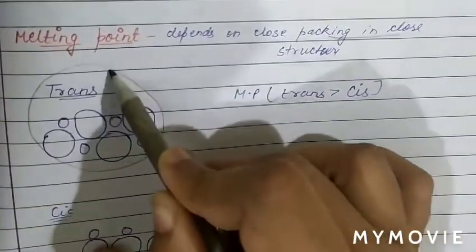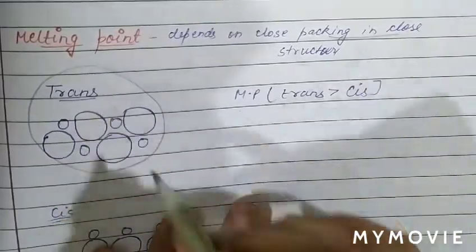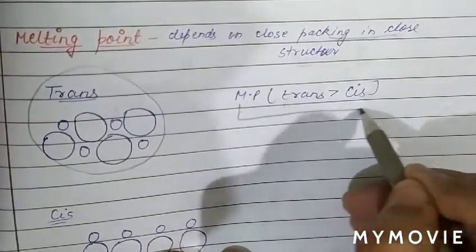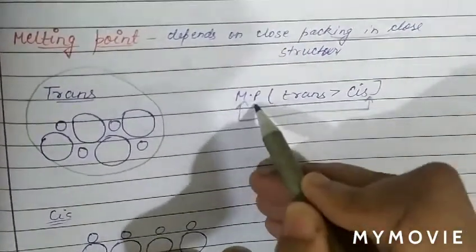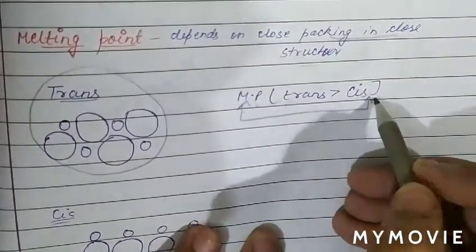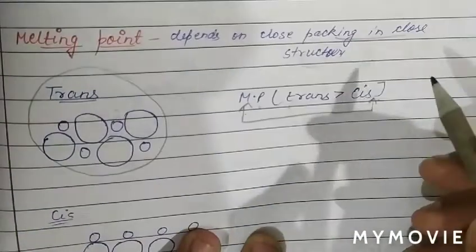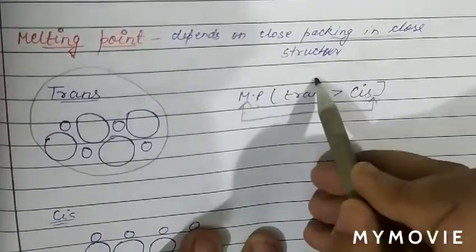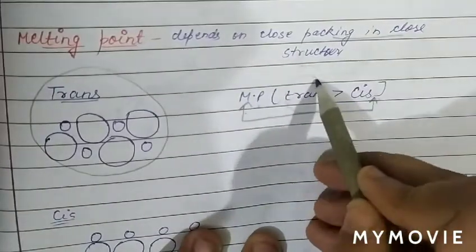The packing in trans isomer is more stable as compared to cis. Therefore, because of close packing in trans, the melting point of trans is more than the cis. So the boiling point of cis is more than trans, but the melting point of trans is more than cis because of effective packing in the trans isomer.